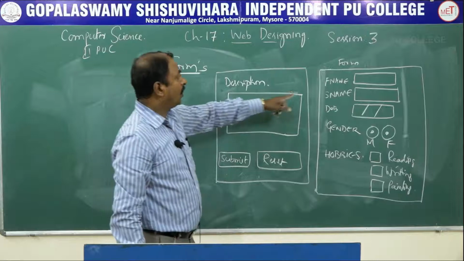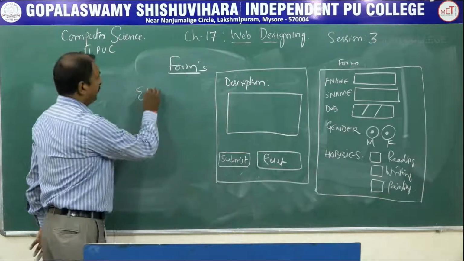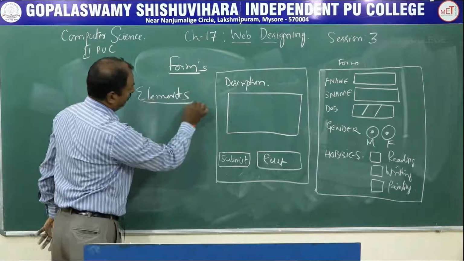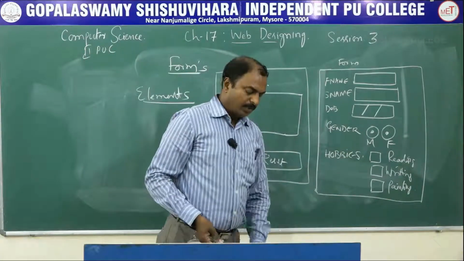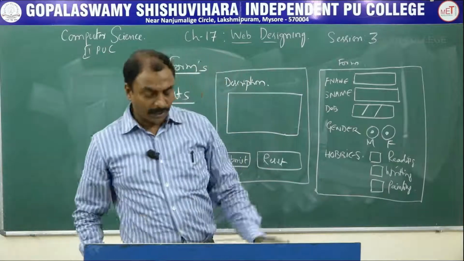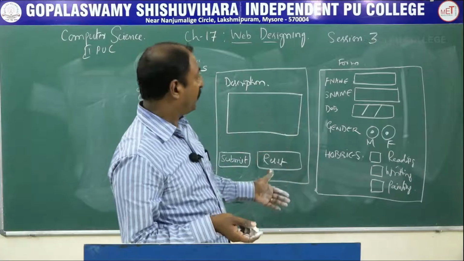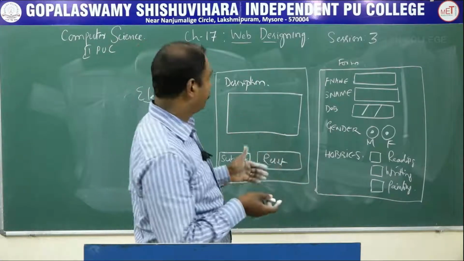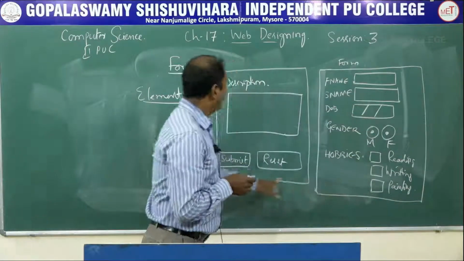In this one, all these are nothing but what we call elements. Generally, when you write this manually, it is called a manual form. These are called different fields. And when we talk about electronic forms, we are going to give this information through online. Here, these are different types of elements.